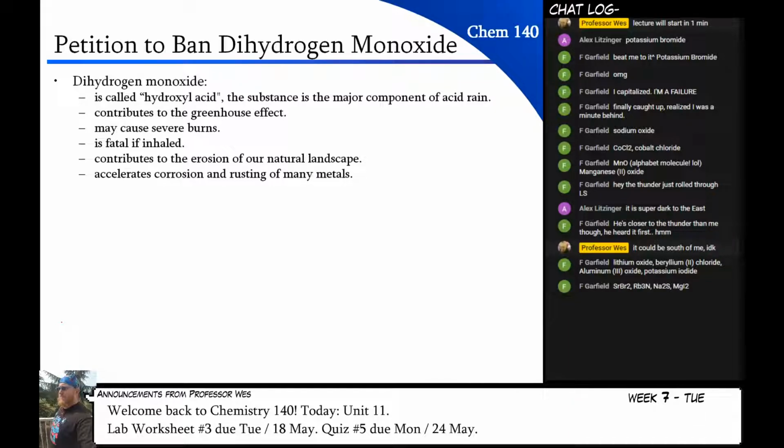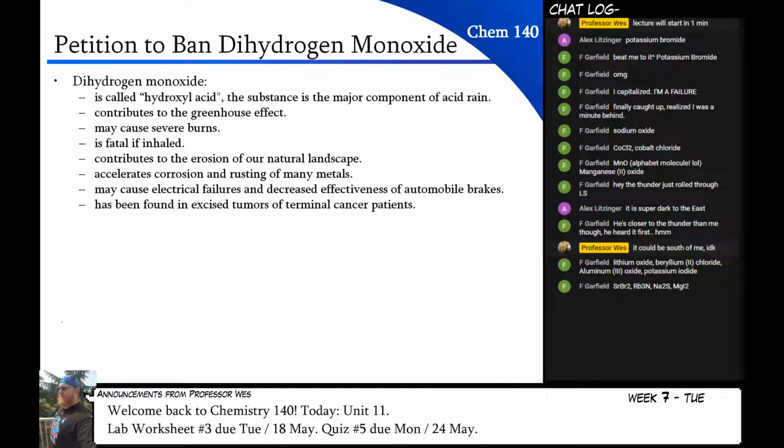It corrodes metals. It causes rusting. It causes electrical failure. Your brakes are less effective when it is present. This is terrible. 100% of people who have died from cancer have dihydrogen monoxide in them. 100%, every single person. And despite all of this, dihydrogen monoxide is used in these nefarious things.